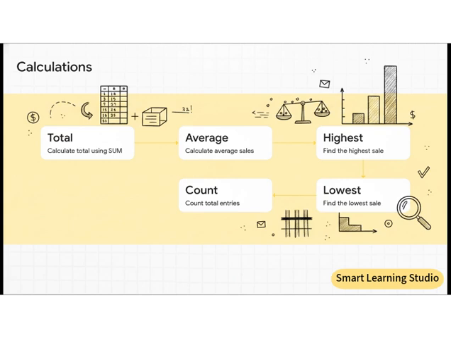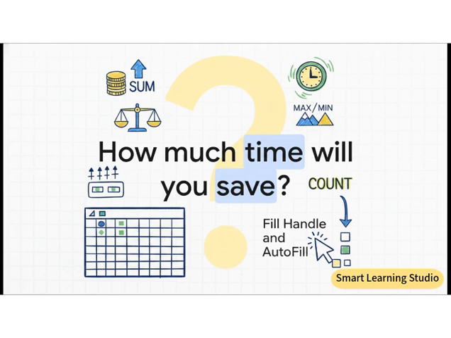First, get the total using sum. Then, find the average sales. After that, pull the highest sale using max, the lowest sale using min. And finally, count the total entries. Getting hands-on like this is really going to cement everything we cover today about letting these functions do the heavy lifting for you.